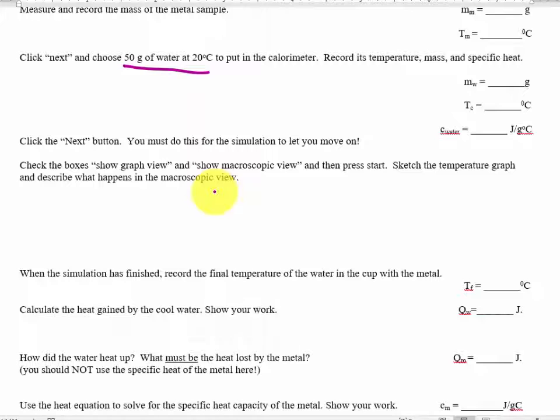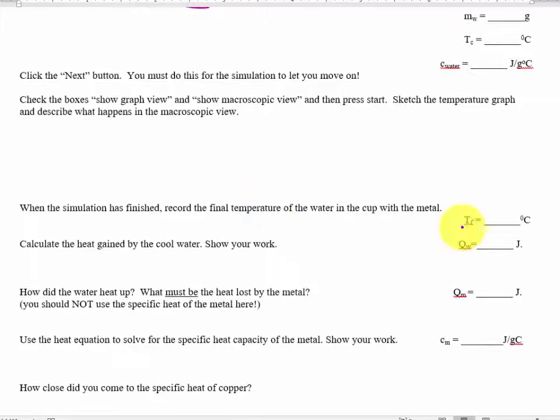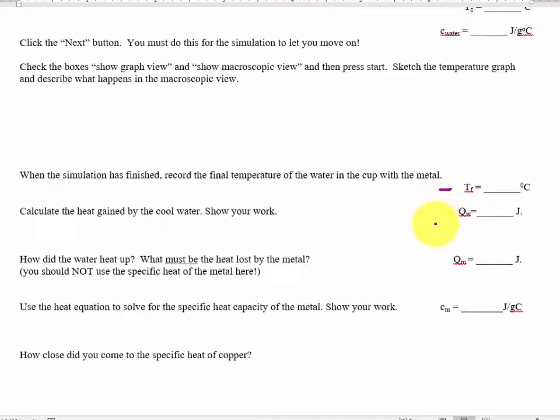What we can then do is record the temperature just like I did before. How much heat was gained by the cool water? Well, we can say the Q of the water is equal to mc delta T, and you're going to get this number right there. Note that this one is going to be positive, and this one right here is going to be negative, whatever that number is. It came from the metal. Then we can say Q is equal to mc delta T, and we can try to solve for the specific heat.